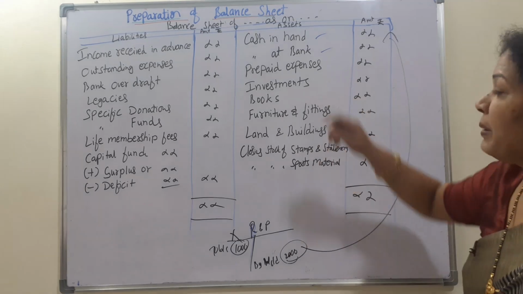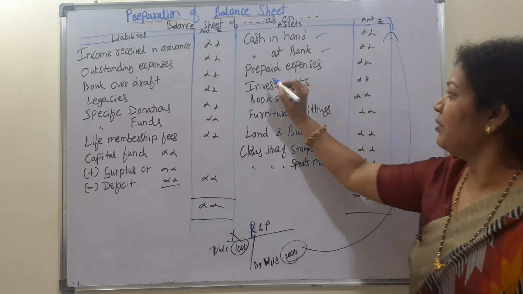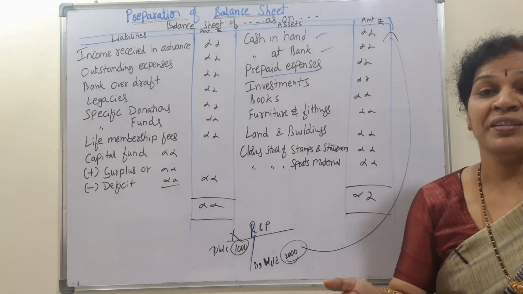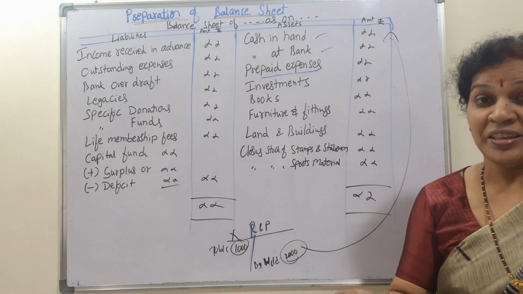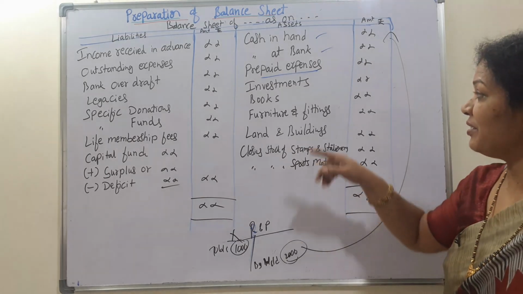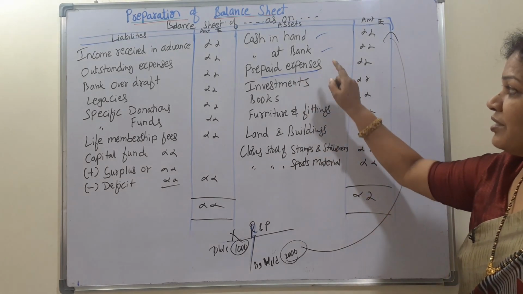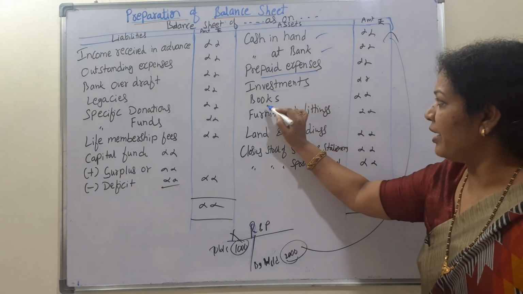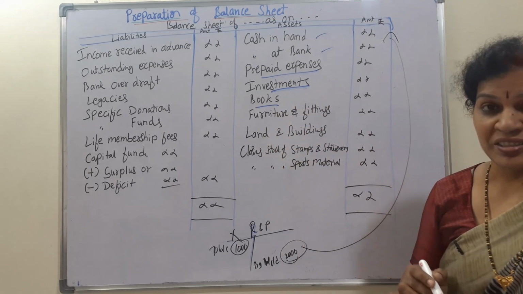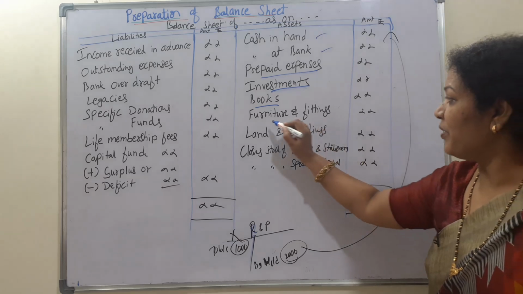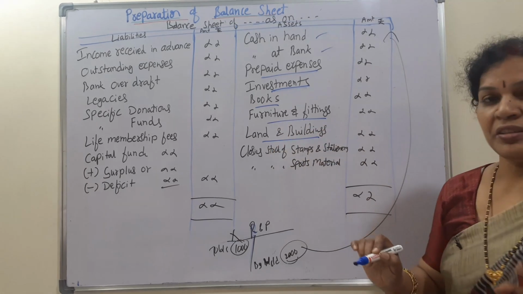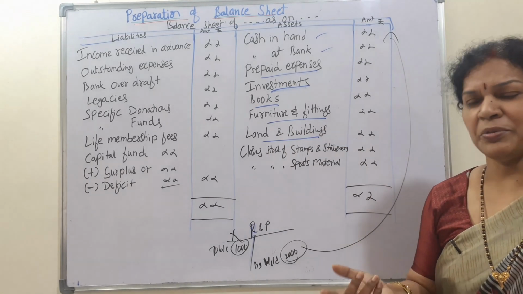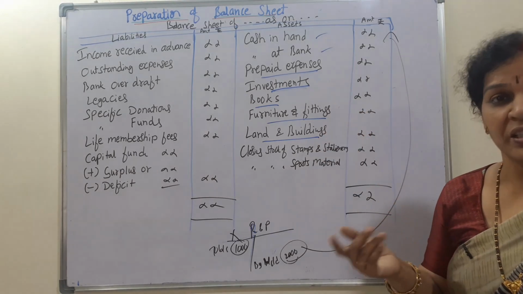Then after that, prepaid expenses. Please be careful. Anything paid in advance, prepaid, is an asset. Received in advance will be a liability, okay? Next, investments. Purchasing investments is an asset. Anyway, you know this. Purchasing books is also an asset. And furniture and fittings, land and buildings, these two regularly we used to get in the final accounts. Same treatment, furniture and fittings, land and buildings are assets.